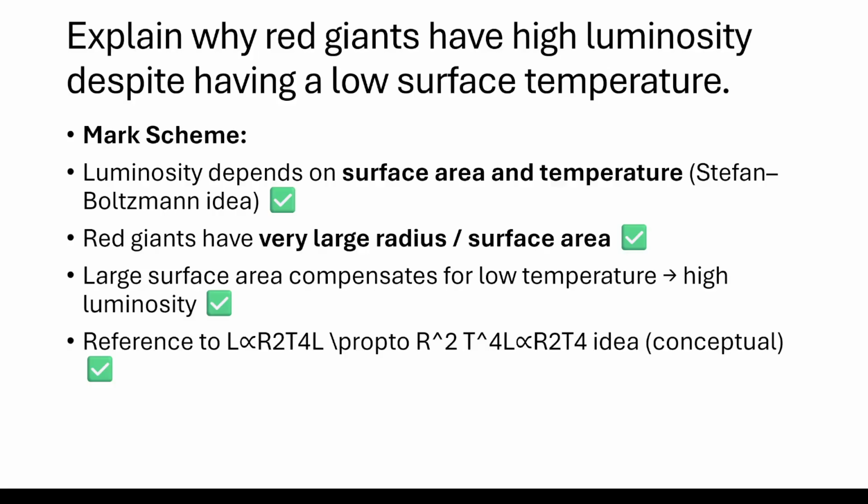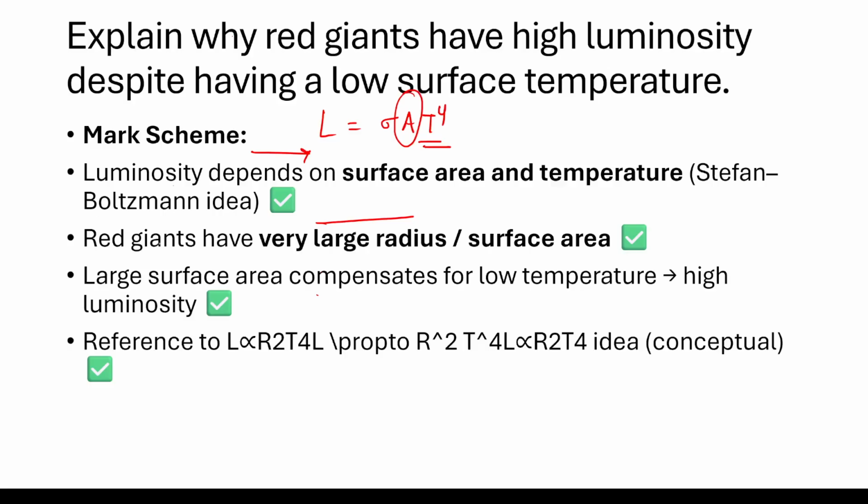Okay, now you need to link this one to Stefan's law. Remember, we did that: luminosity is sigma A T to the power 4. So those giants have low surface temperature, but they have a larger area. That's why the luminosity increases. They have a large radius, large area, hence larger luminosity.